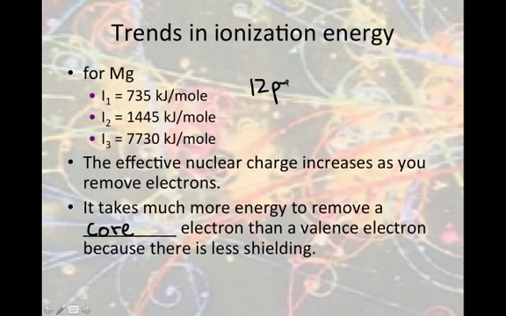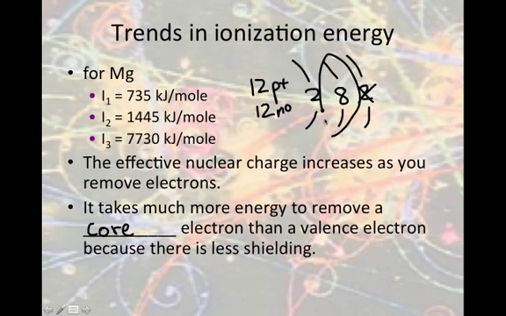So let me draw that Bohr model so you can see what this looks like. For magnesium we have 2 in the first ring and 8 in the second ring and 2 in the third. That's what magnesium would look like. And if we take these first 2 away, then now we're into the second ring, right? So now there's only 2 electrons shielding the valence electrons, and they experience much more of this 12 positive nuclear charge than these electrons did out here in the valence shell.